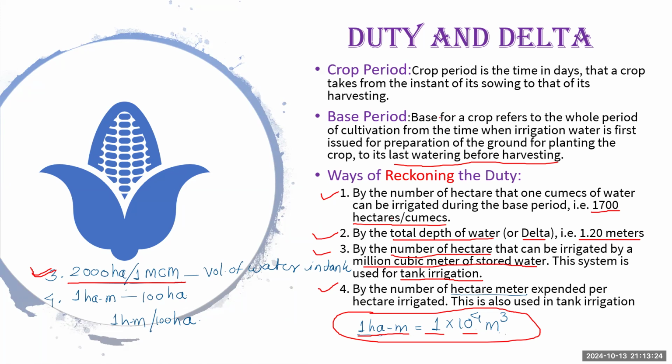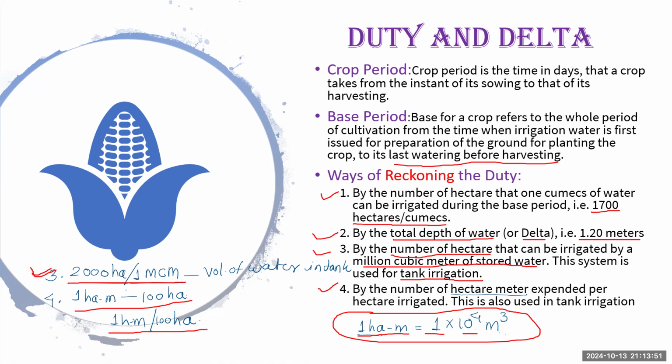This is a quantity of water. How much area will it irrigate? Suppose 1 hectare meter will irrigate 100 hectares area. So how is the duty expressed? 1 hectare meter for 100 hectares, for 1 hectare. This is how the duty is expressed. So these are the 4 ways of reckoning the duty.